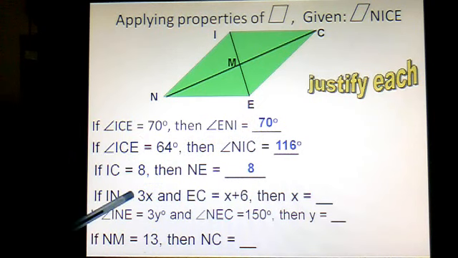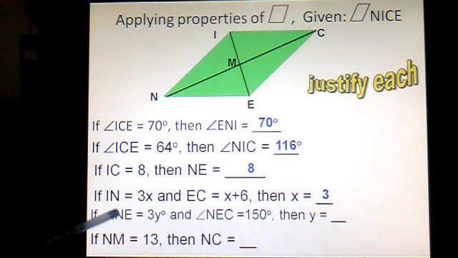The fourth one, if IN is 3x, this is 3x, and EC is x plus 6, oh, they're going to be equal to each other, so you set them equal, subtract, divide, and solve, hopefully get x equals 3, which means that these are both 9. And of course the reason for that, again, is the opposite sides, IN and CE, are congruent. Opposite sides of a parallelogram are congruent.